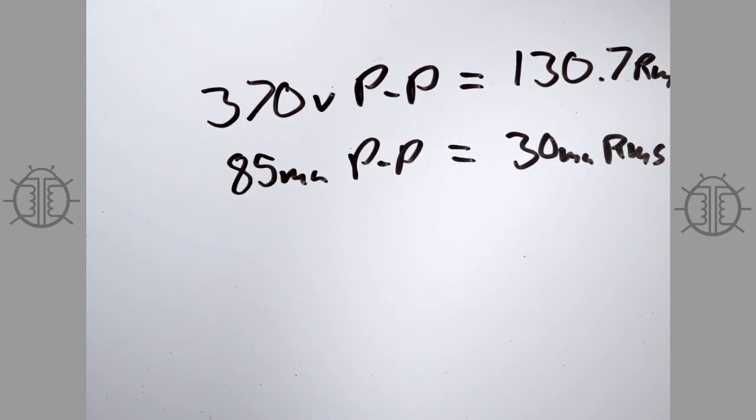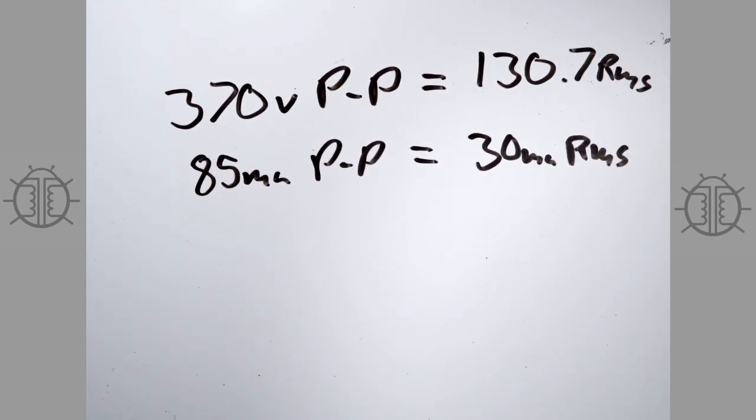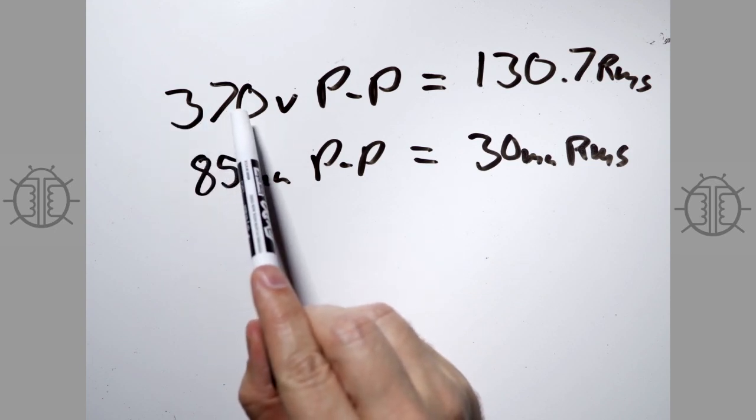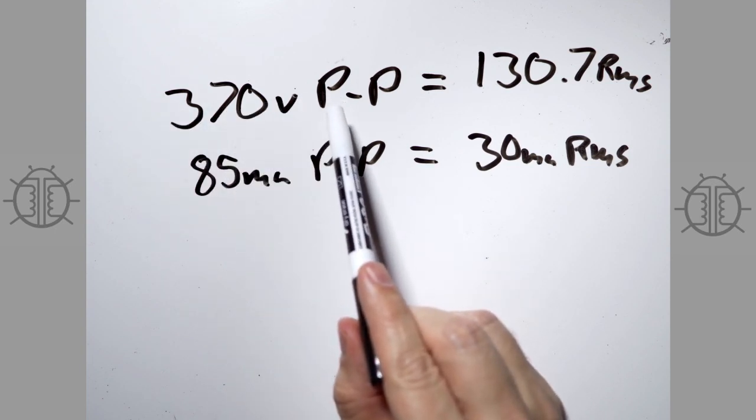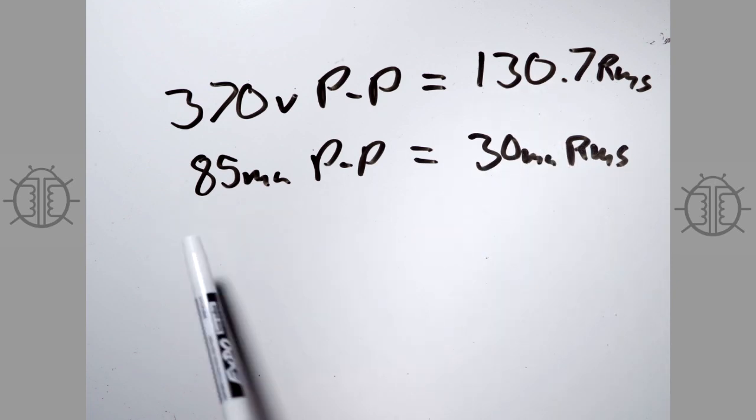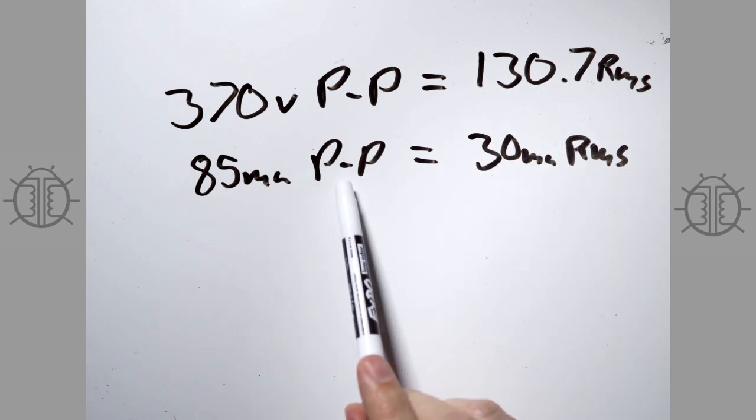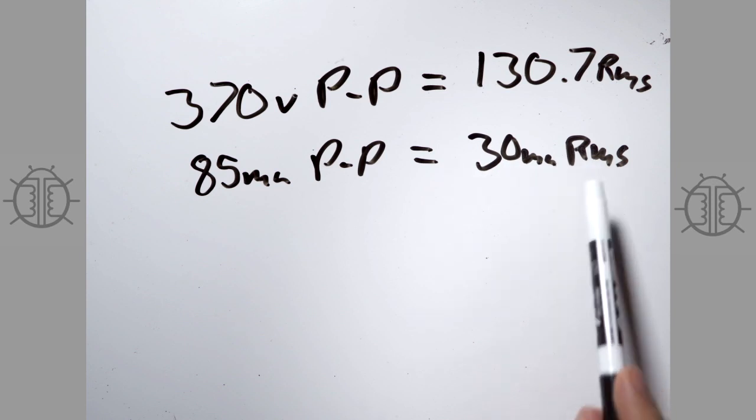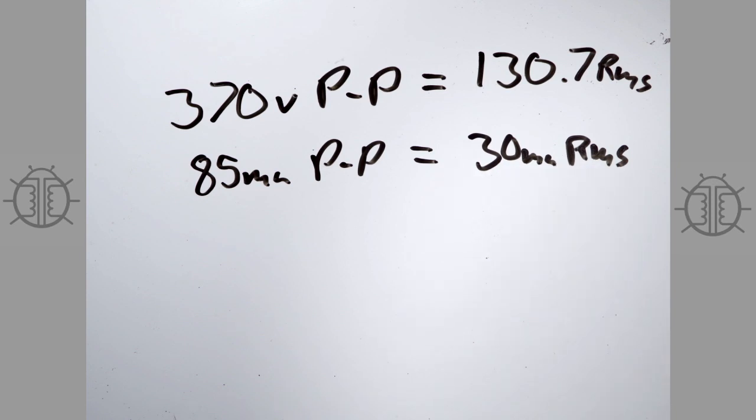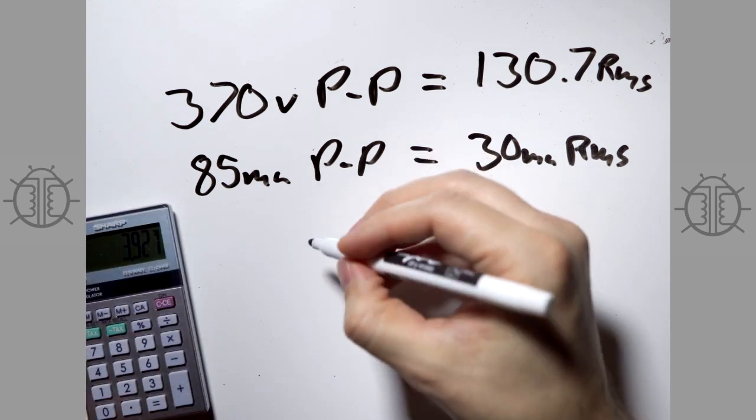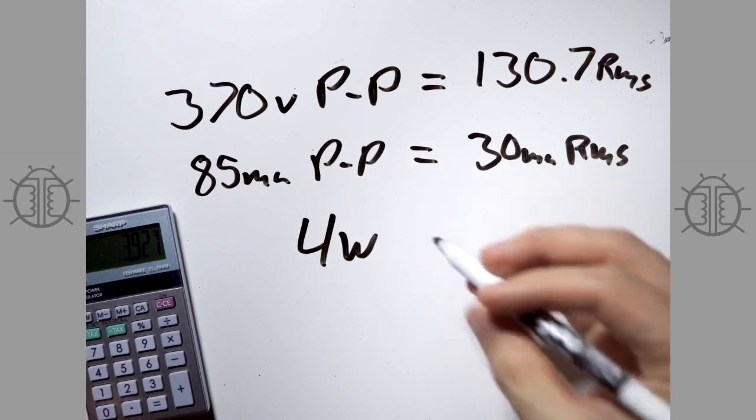Okay, so you can see that we're swinging 370 volts peak to peak, and that's 130-odd volts RMS. And we're swinging 85 milliamps peak to peak, which is 30 milliamps RMS. And so now, if we multiply those together, because remember power is a volt amp, we get about 4 watts.